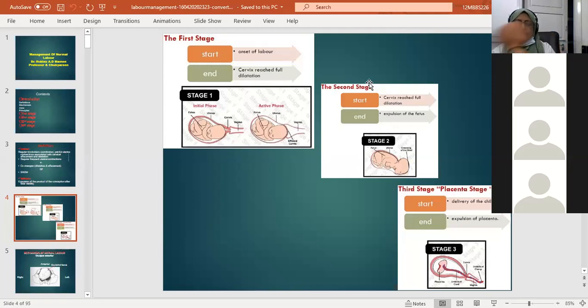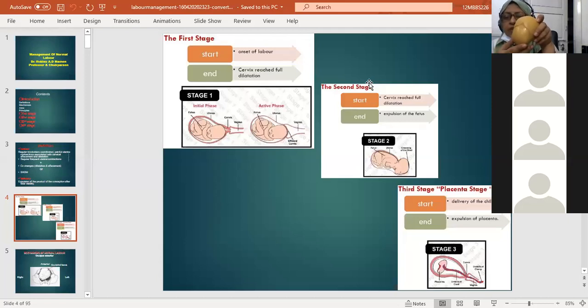Then in the head, there are certain landmarks which are also important for understanding. Are you able to see? So this is the fetal head, and there are certain suture lines.